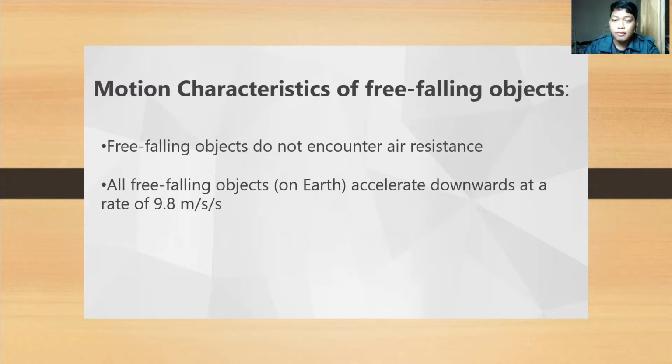Motion characteristics of a free-falling object. First, free-falling objects do not encounter air resistance. And second, all free-falling objects accelerate downward at a rate of 9.8 meters per second squared.